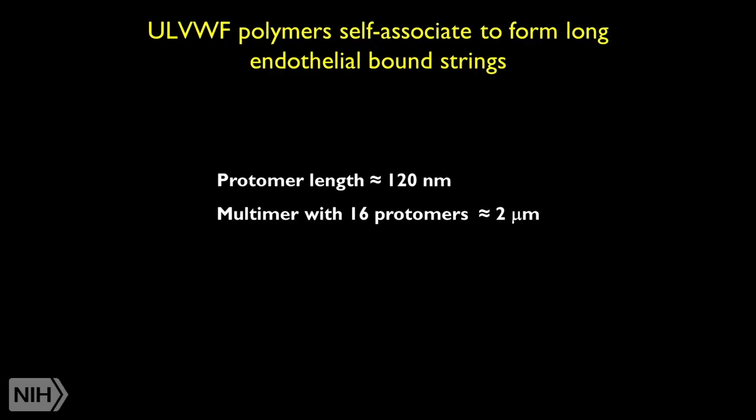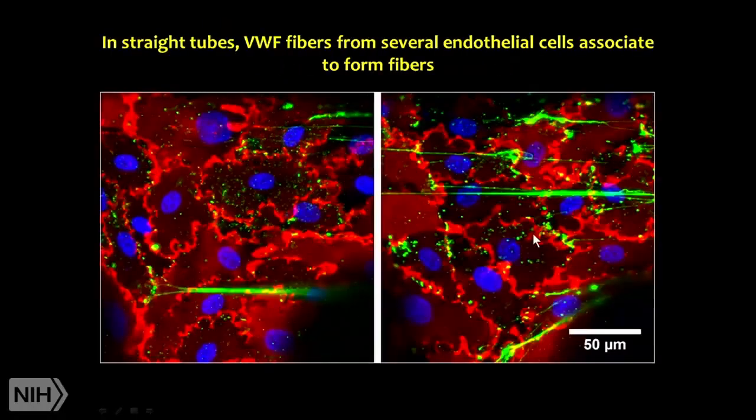Now, 16 bands, each band is the addition of one protomer, which is about 500,000 Daltons of molecular weight. And it's been estimated that those protomers are about 120 nanometers, so if you put 16 of them together, you'd get a pretty long molecule, 2 microns, which is about the width of a platelet. But in fact, we see really, really enormous molecules, and the reason for that is that the von Willebrand factor will self-associate.